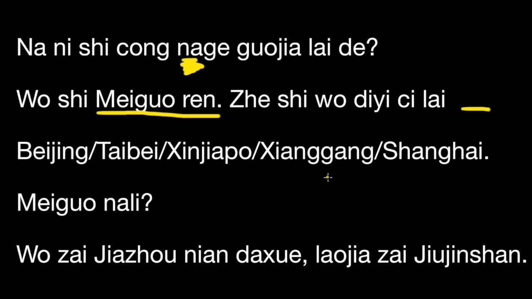So Xianggang, fragrant harbor. And Shanghai, Shang means on or above, and Hai is ocean or sea. So it literally means like on the sea. And I read about this as well. And originally, when Shanghai was founded, it literally was probably on the sea. So it was out on the sea. So that's why it's called on the sea, Shanghai.